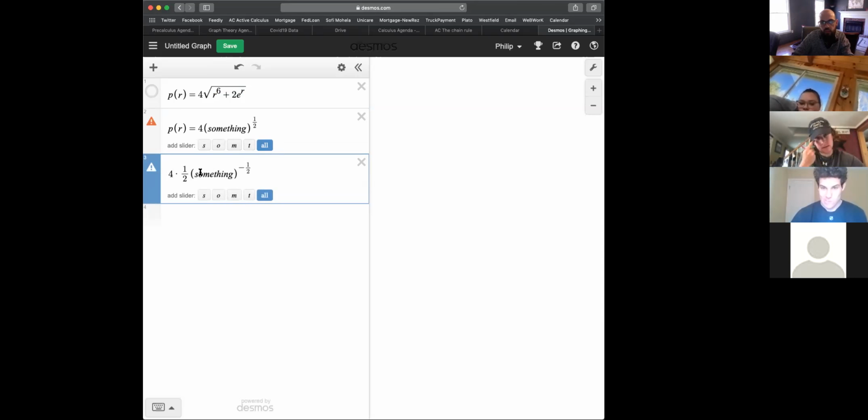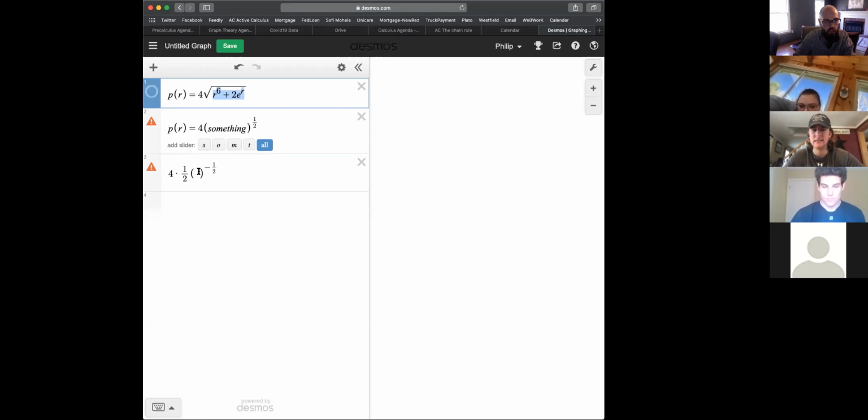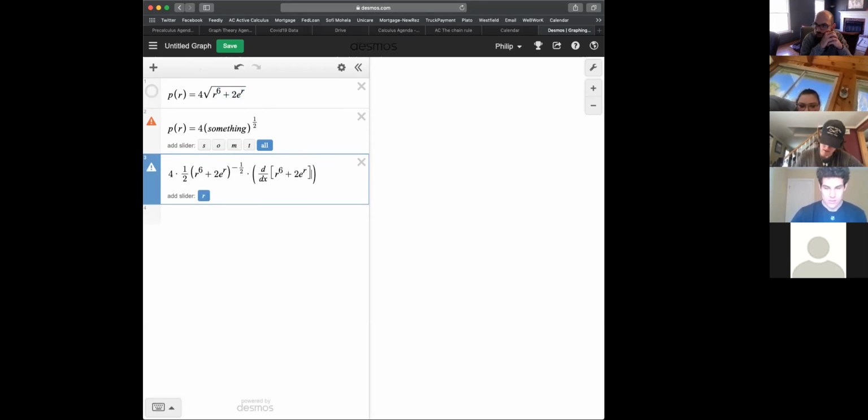So 4 times 1/2 to the negative 1/2. This is the derivative of my outside function. And then inside of here, I need to plug this in, so we're going to have something that looks like this. And then out here, I need to multiply by the derivative of my inside function. I'm stream of consciousness thinking through this one with you all, so you can see how I'm breaking this down.